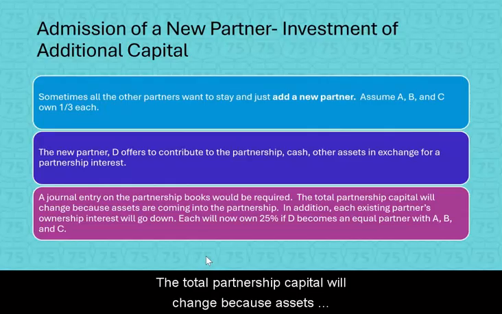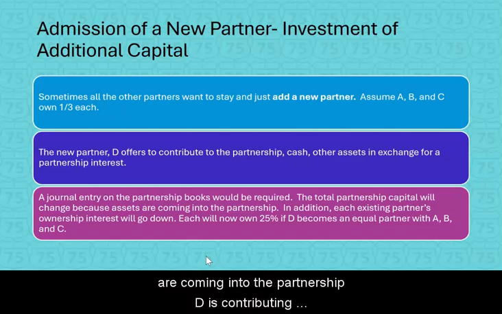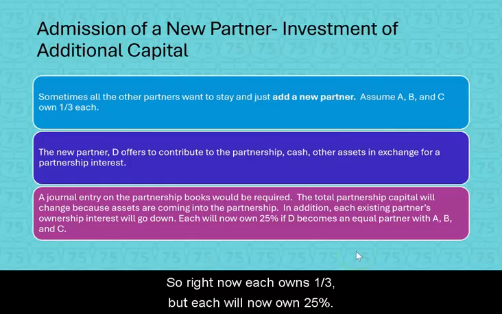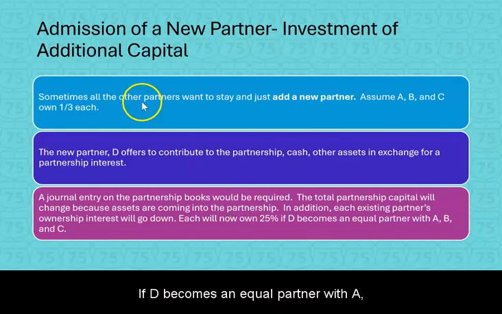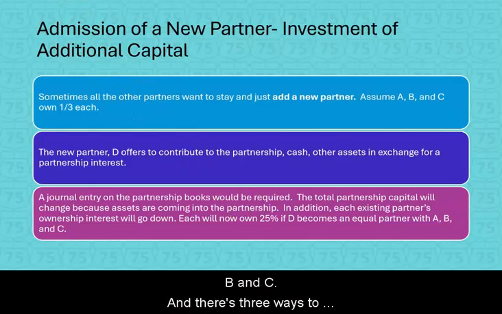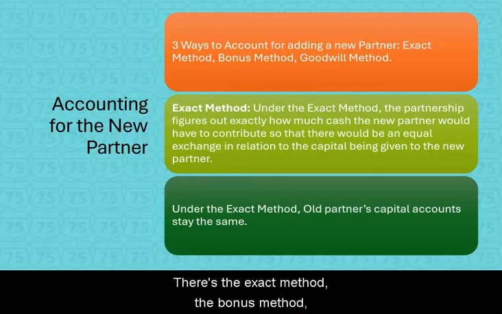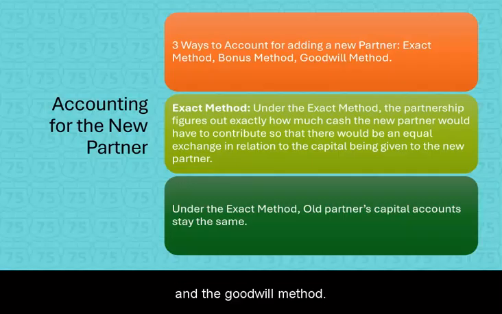The total partnership capital will change because assets are coming into the partnership, D is contributing something of value. In addition, each existing partner's ownership interest will go down. So right now each owns 1/3, but each will now own 25% if D becomes an equal partner with A, B, and C. And there's 3 ways to account for adding a new partner. There's the exact method, the bonus method, and the goodwill method.